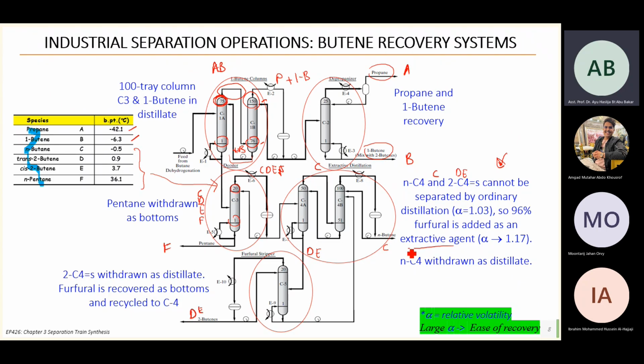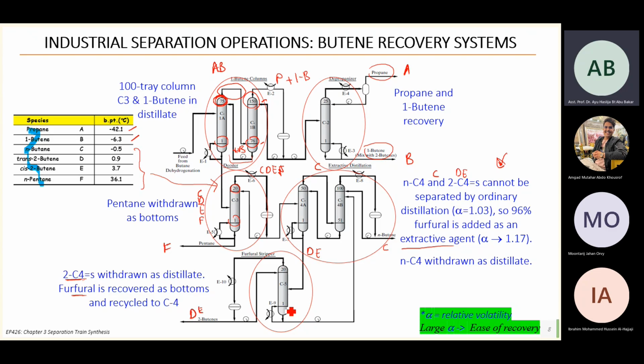as an extractive agent. Okay, so this furfural will combine with the butenes. Because these butenes are withdrawn as distillate, furfural is recovered as bottom. Furfural will be recovered as bottom and recycled back to the C4. This one is the butenes and furfural, that's why it makes more.